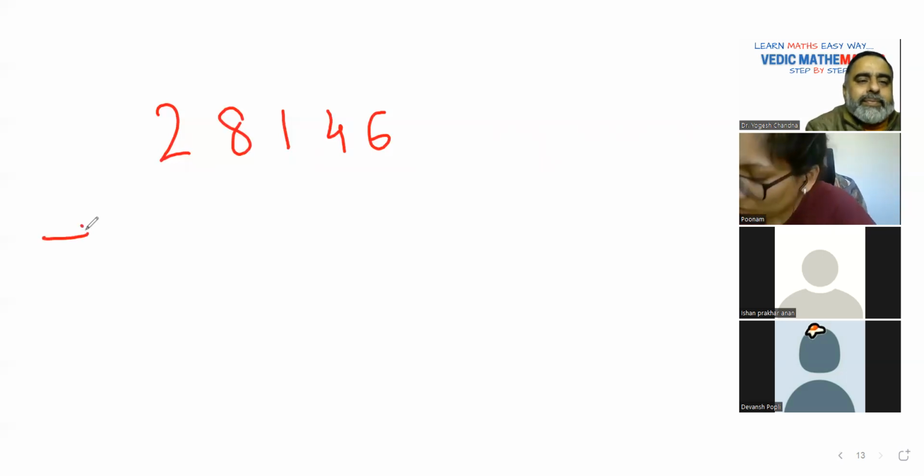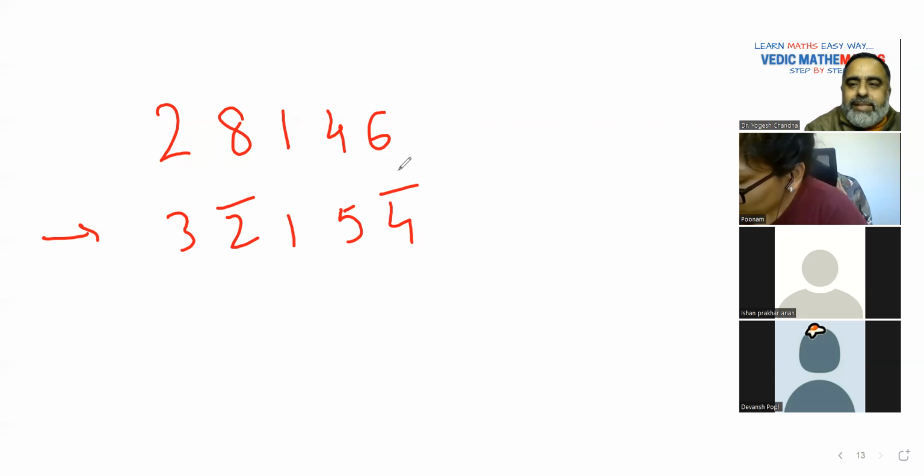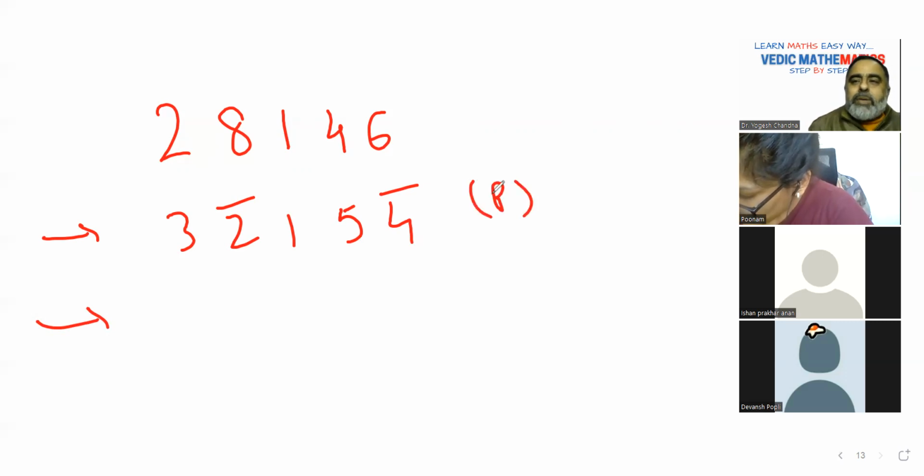Say the answer. 3 2 bar 1 5 4 bar. 1 5, 1 5 4 bar. Yes. Yes, Sudhanshu, Devansh, Kalpana. Sir, I must get also same answer, sir. 3 2 bar 1 5 4 bar.